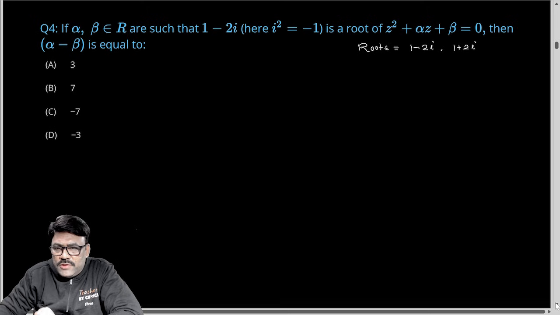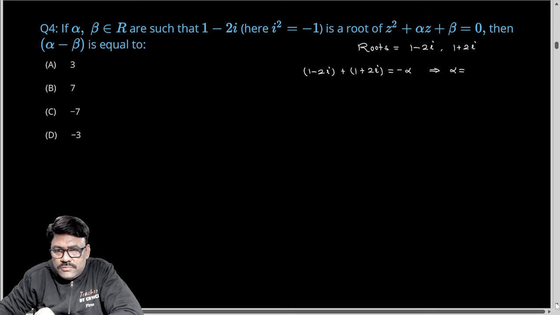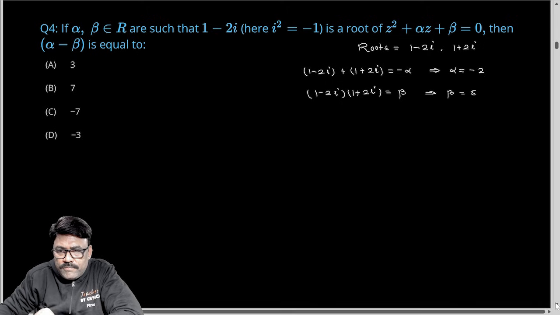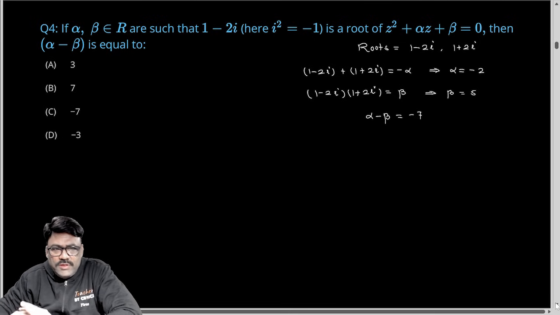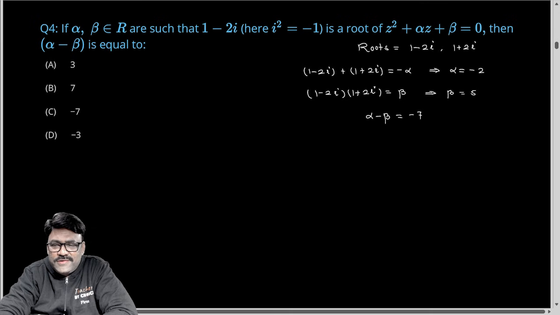Now if you take the sum of roots, 1 minus 2 iota plus 1 plus 2 iota, it should be minus alpha. So this gives you alpha is equal to minus 2. And if you take the product of roots, 1 minus 2 iota times 1 plus 2 iota, the product of roots is c by a, which is beta here. So beta will be 5. And hence alpha minus beta is actually minus 7. Means C option is the correct option here, right?